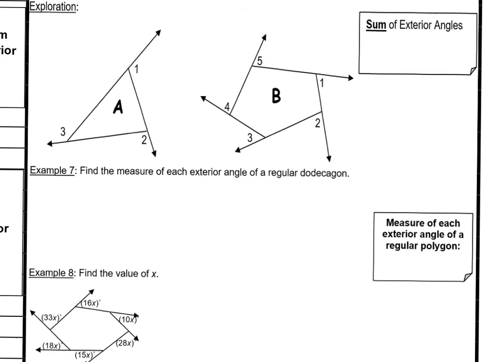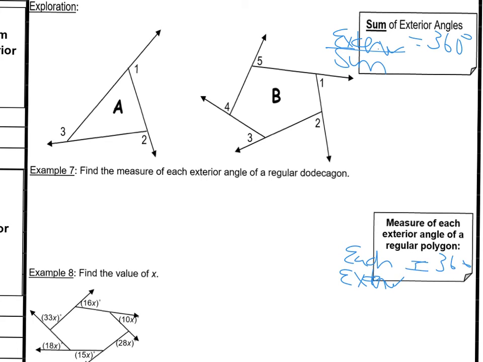Recall the exploration we did on Math Open Reference that the sum of the exterior angles of a polygon, no matter how many sides it has, is 360 degrees. So exterior sum equals 360 degrees. Now, just like we did the interior angles, to find each exterior angle, you do the same thing. So you do 360 divided by the number of sides. So each exterior angle is 360 divided by n. So let's apply these two rules.